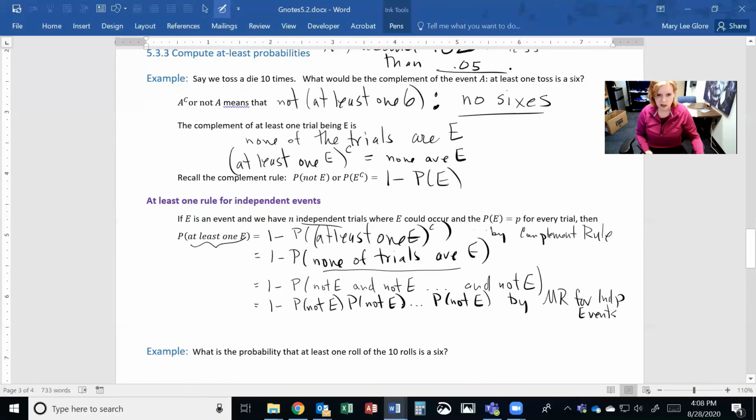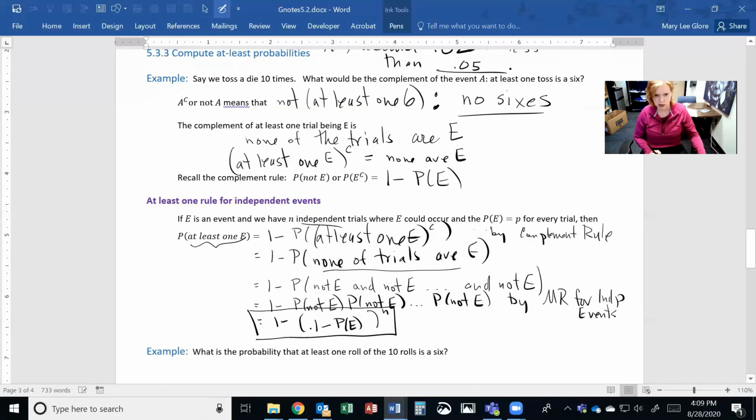So now I got the probability of not E is 1 minus the probability of E. And then we have n of them. So the probability of not E is 1 minus the probability of E. So I have 1 minus the probability of E, times 1 minus the probability of E, times 1 minus the probability of E, and I'm going to have that to the n power. And that is my answer here.